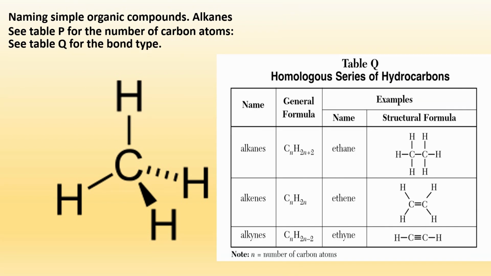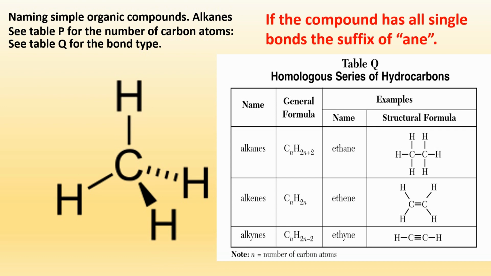See Table Q for the bond type. If the compound contains all single bonds, then the suffix is ane. This is because if a compound contains all single bonds, its homologous series is the alkanes.